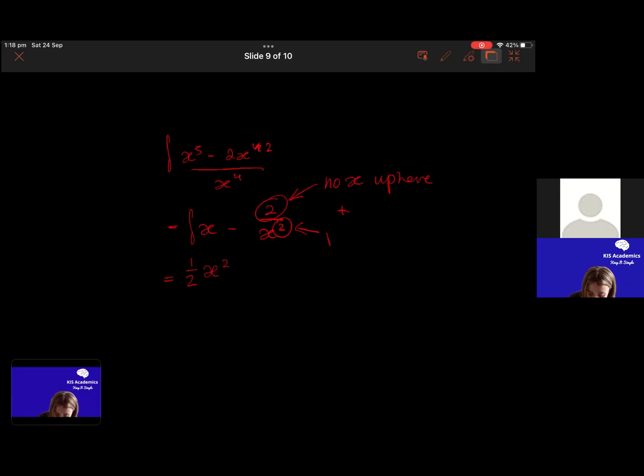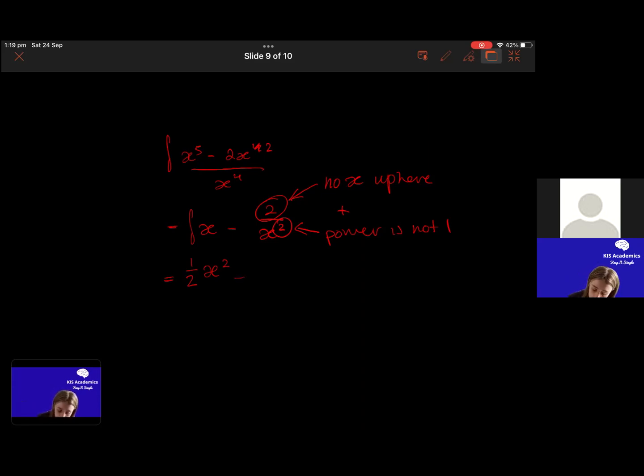and this power is not 1, what we can do is treat it as a negative index. So this expression here, the 2 over x squared, is actually 2 times x to the negative 2. So the important thing there is if we're adding 1 to negative 2, we're going to end up with negative 1.